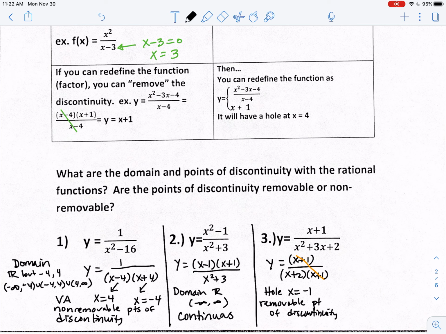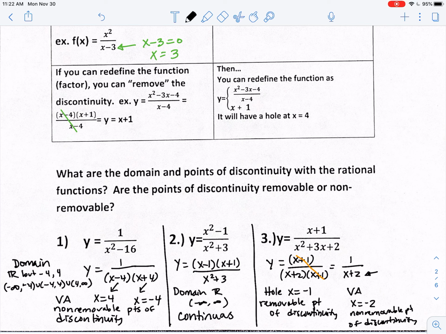So the hole at x equals negative 1, removable point. But notice, when I simplify this, this becomes 1 over x plus 2. There's still something in the denominator. That something in the denominator is going to be a vertical asymptote. Vertical asymptote at x equals negative 2. That is a non-removable point of discontinuity.